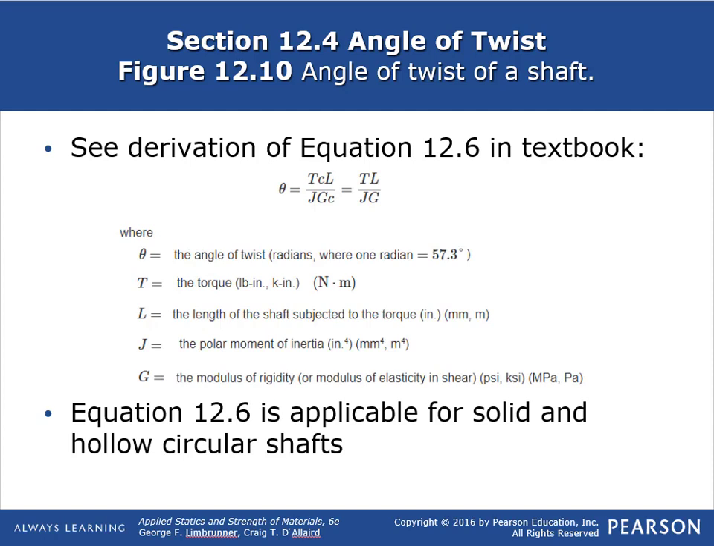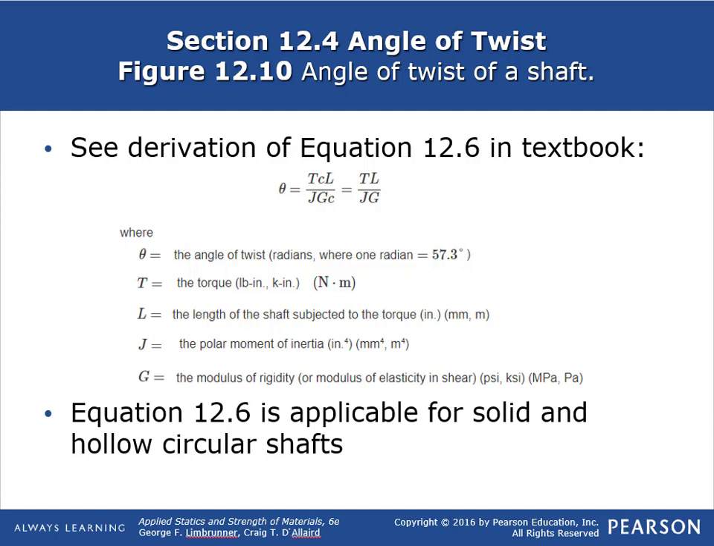I'm going to leave this up to you to derive this equation, 12.6 in the textbook. But essentially where it comes from is the formula for stress and then strain. It's very similar to our delta equation that we derived in the last lesson. So theta is the angle of twist. Now the units for angle of twist are going to be in radians.